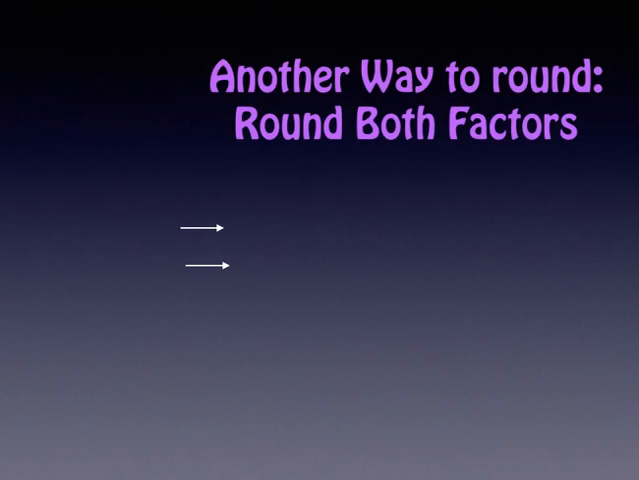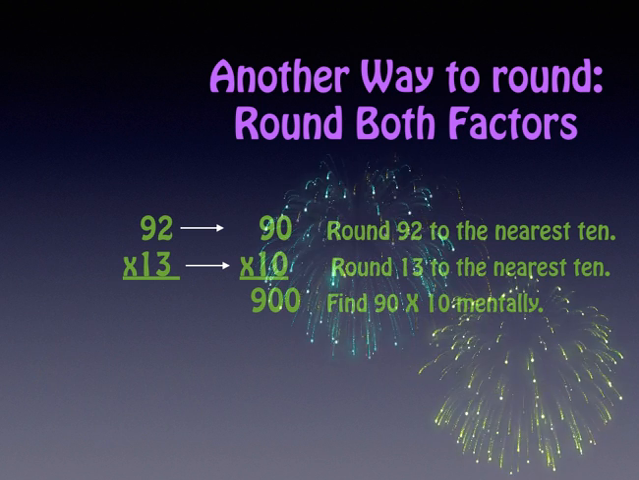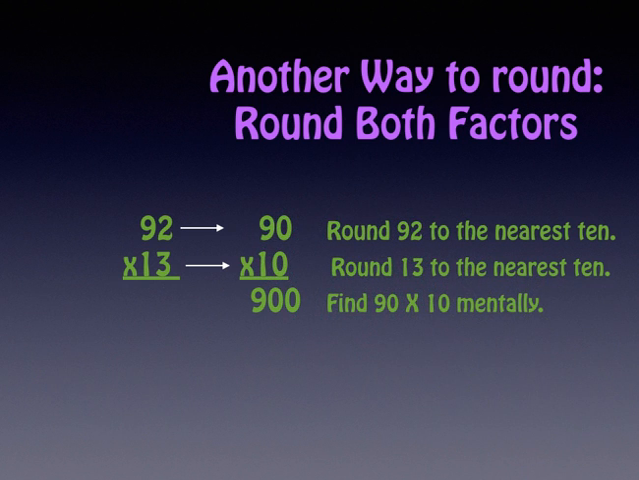Another way is to round both factors. So we had 92 times 13. If we rounded 92 to 90, to the nearest 10, and 13 rounding to the nearest 10 would be 10, we could easily multiply 90 times 10 in our head. Just simply do 9 times 1 and then add 2 zeros. Do you see how quick that is?